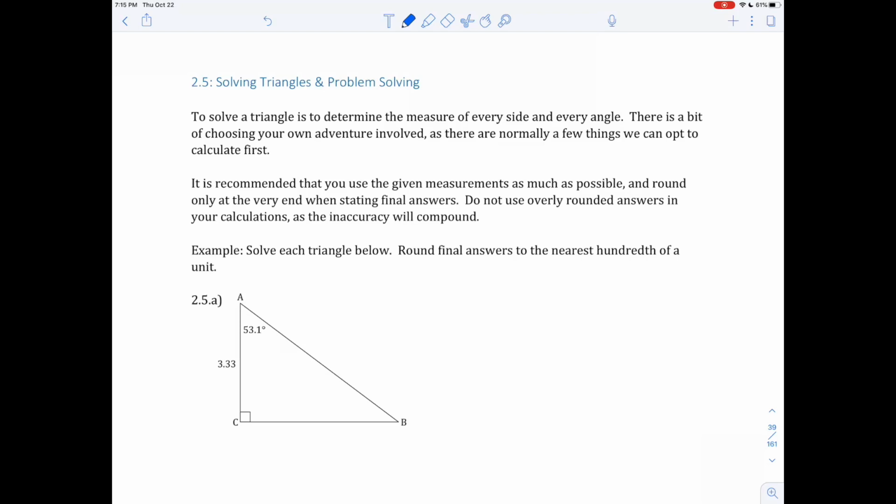So, what does it mean to solve a triangle? Well, if I were a betting man, I would bet that it means that you want to find the measure of every single side and every single angle. Ooh, I'd put my money on that too. Yeah, we're gonna make some cash on those bets, for sure.